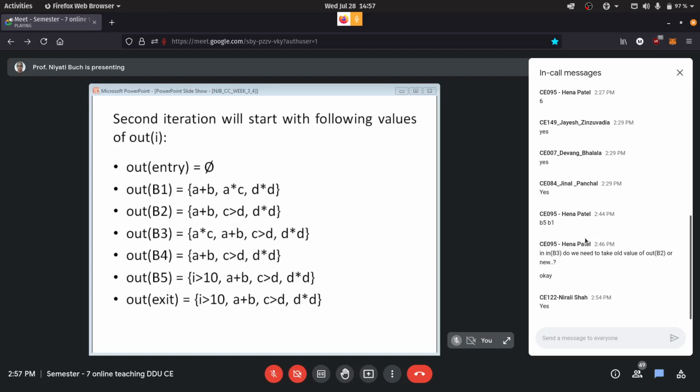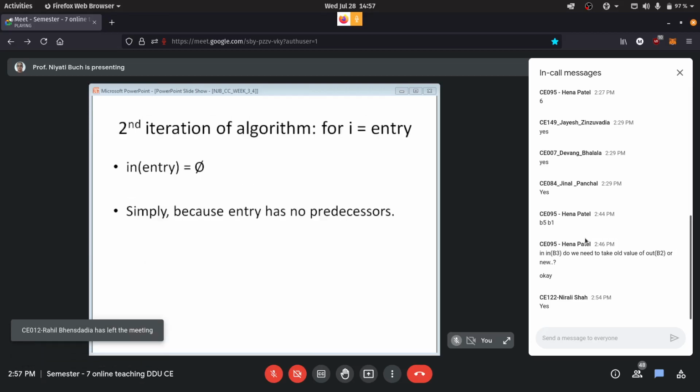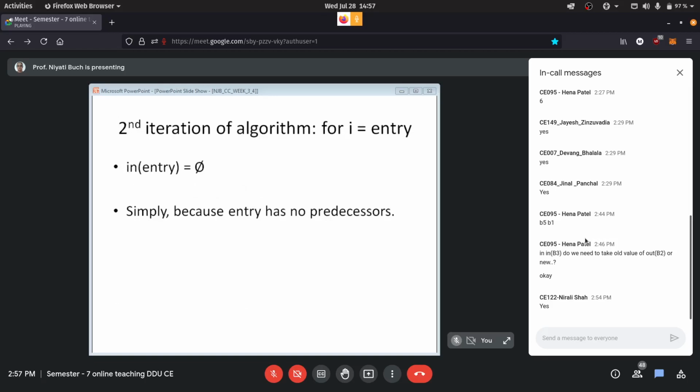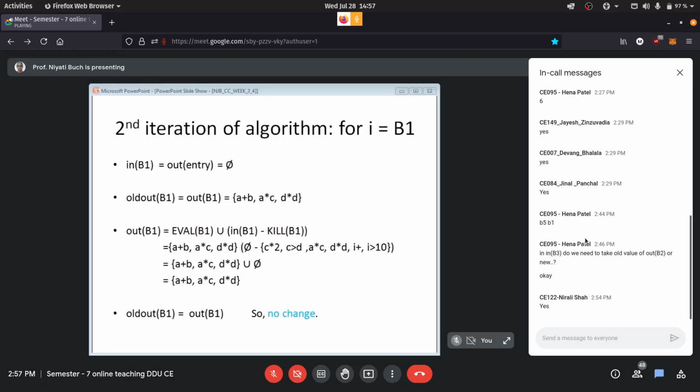Okay, fine. So let's go ahead with the second iteration. Second iteration of the algorithm for I equals entry. It is always going to remain 5 because it does not have any predecessor. So out of entry we already have the In we are calculating. Now moving further, if you don't find out for entry, it is okay, because it is always going to be 5. But for the sake of completion, we will always show that step.